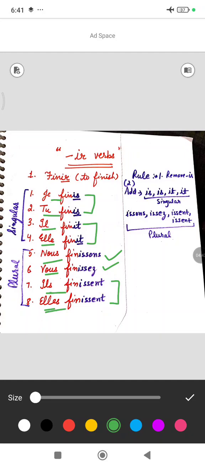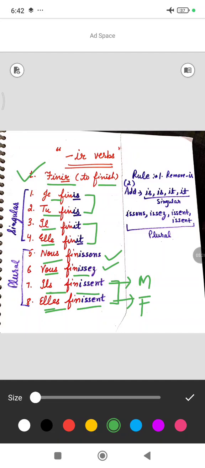Now what is the meaning? Now finir is a verb, we are doing the conjugation. Meaning is to finish. So je finis means I finish, tu finis means you finish, il finit means he finishes, elle finit means she finishes because we are doing this in the present tense. Okay. Nous finissons, we finish. Vous finissez, you all finish. Ils finissent, they finish. Elles finissent, they finish. Ils is for the masculine and elles is for the feminine. Okay. I hope it is clear to each and everyone. You can do another example also.